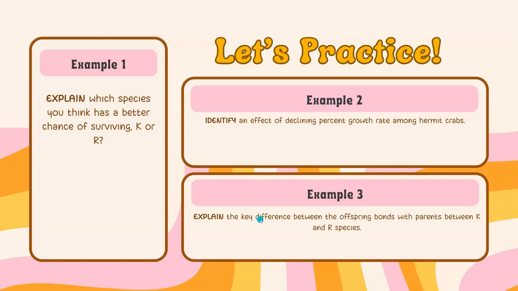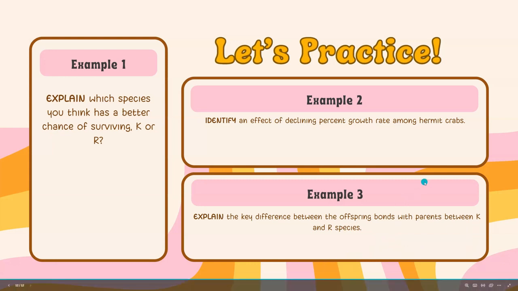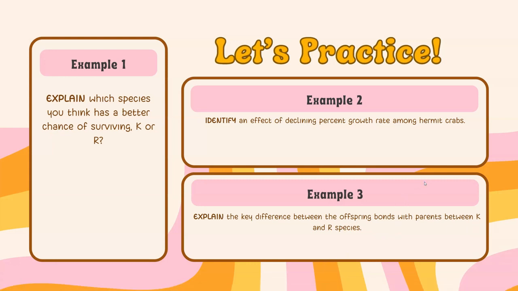Example 3 is explain the key difference between the offspring bonds with parents between K and R species. And we kind of already explained that in example 1. K-selected species care for their children, while R-selected species don't care for their children. If you understand all that, you got it and you're ready to move on to Unit 4.